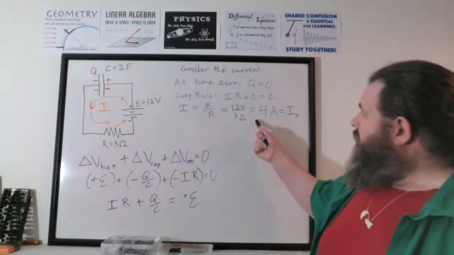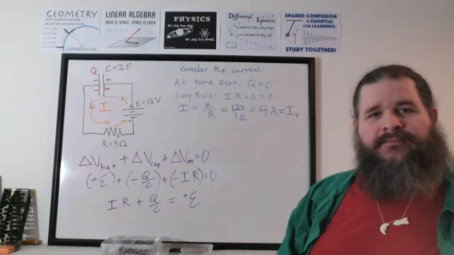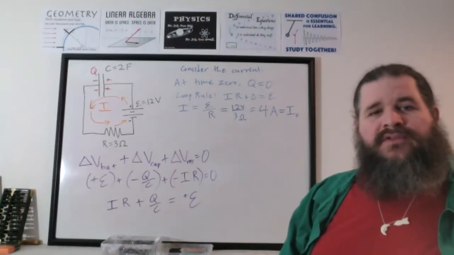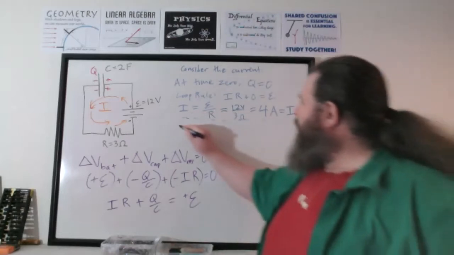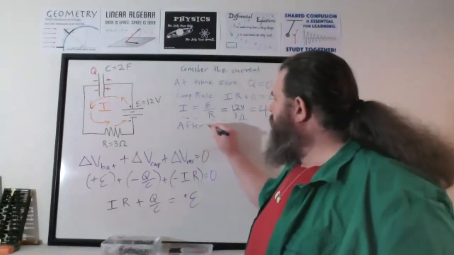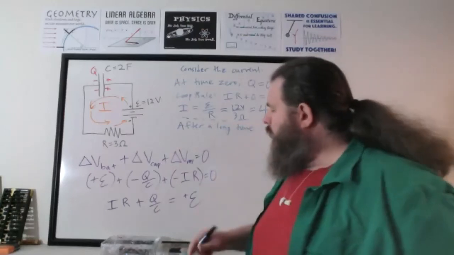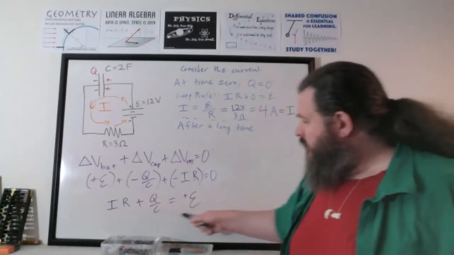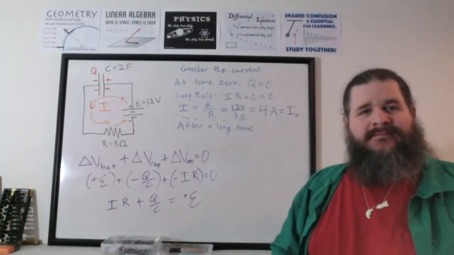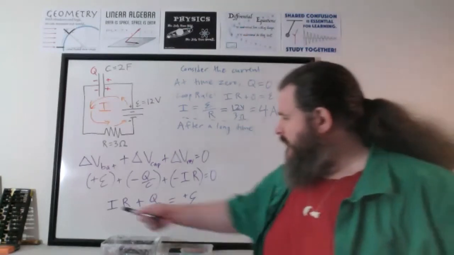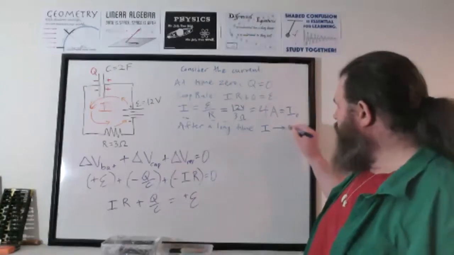So we know what's going on at time 0. That gives us a starting point for our graph of current. And we also want to know what's the asymptote, what's going on after a long time. So after a long time, what do we know about this equation, or what values do we know after a long time? What would we expect to happen? Current goes to 0. Yeah, eventually current is going to be 0. Or at least current approaches 0.